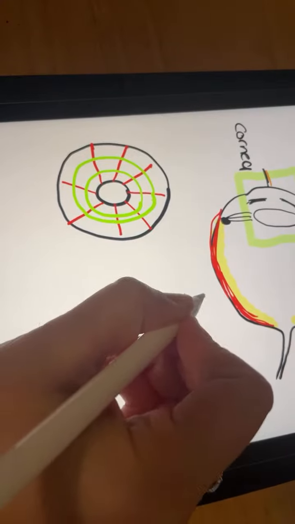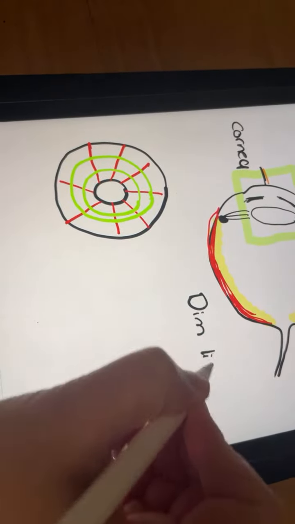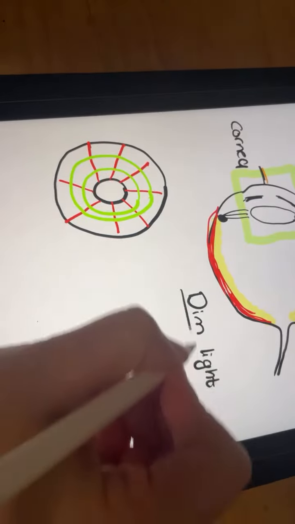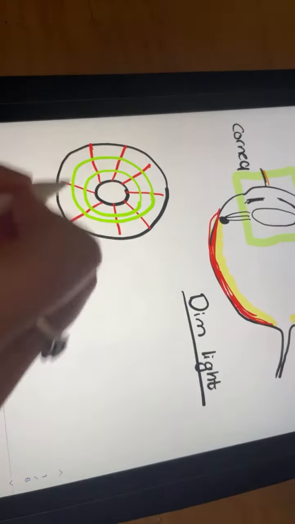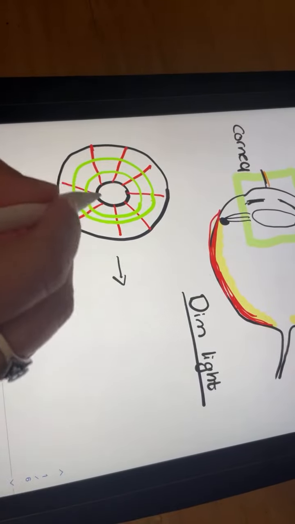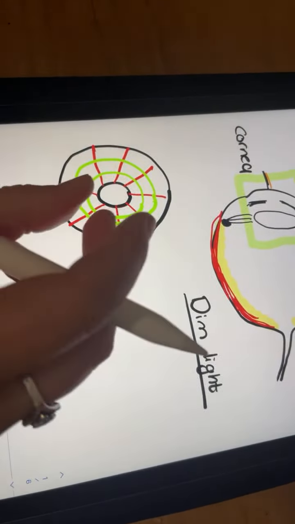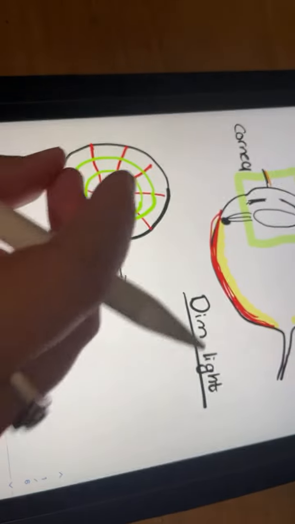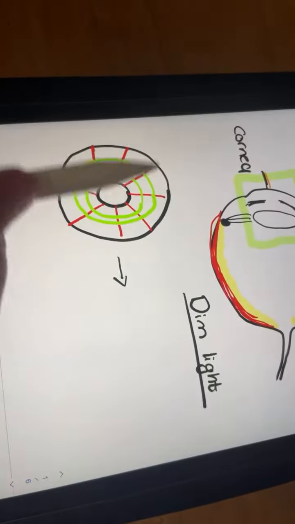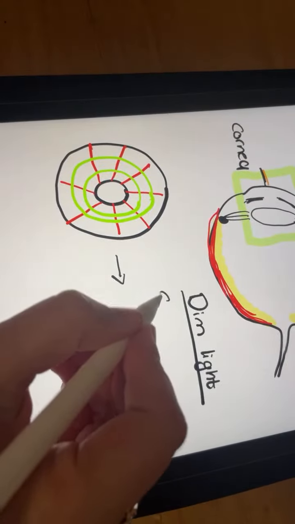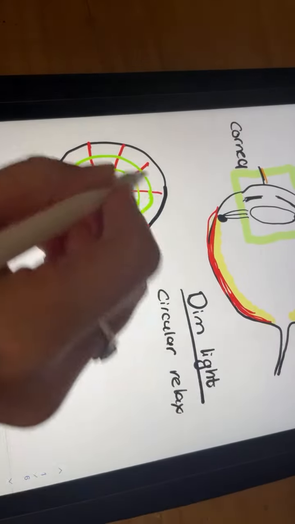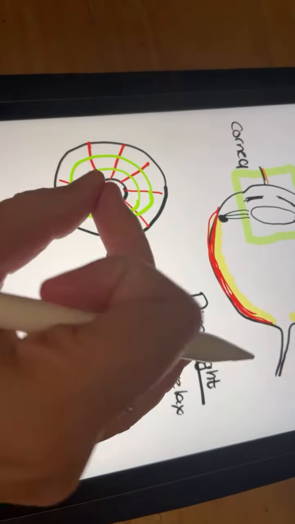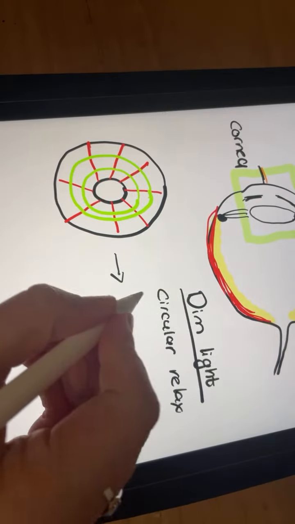So let's say, for example, I'm going into dim light. In other words, I'm walking from outside into a darker room. What's happening to the iris when this happens? Well, we want to make the pupil, the hole in the eye, bigger so we can let more light into the eye. Now, how do we do this? Well, these circular muscles, these guys over here, are going to need to relax, and they do so, which then allows the radial muscles to contract.